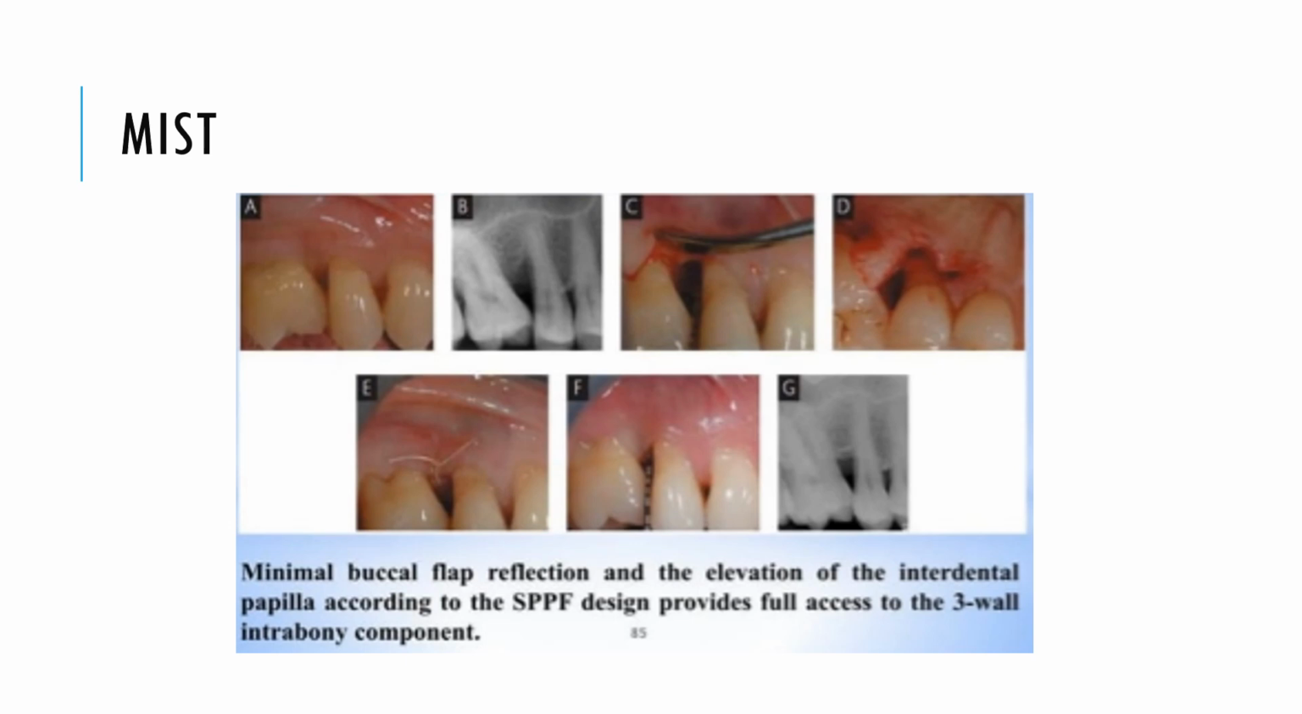Depending upon the width of the interdental space, the horizontal incision is given either horizontally or diagonally. This procedure mainly focuses upon the conservation of the interproximal tissues, with conservative elevation of both the buccal and the lingual flap of the defect-associated papilla.